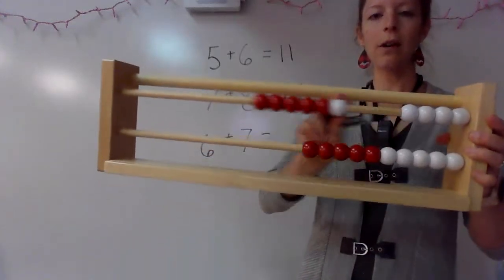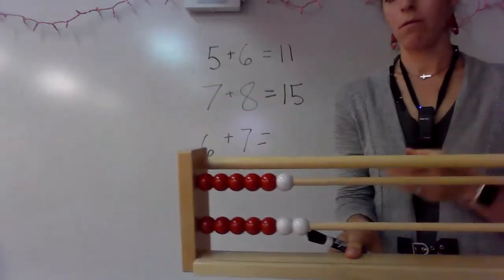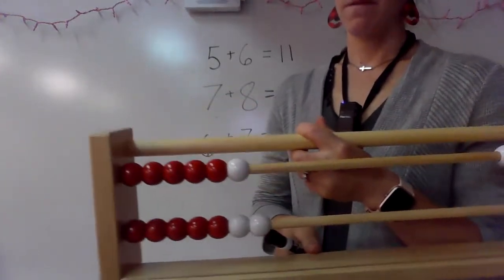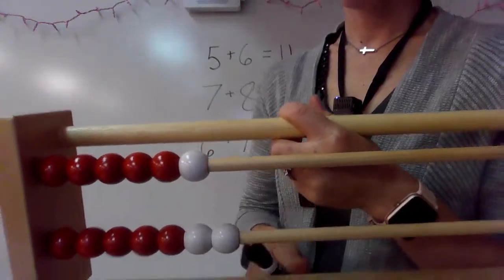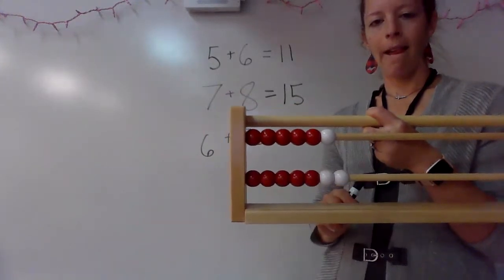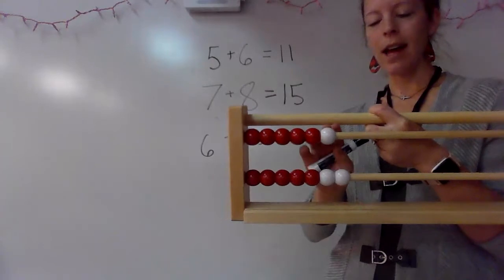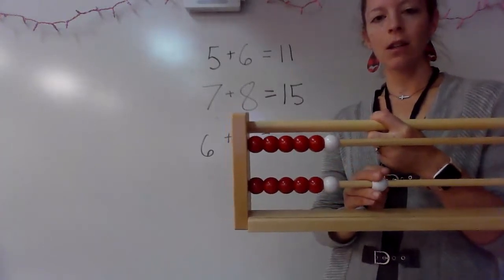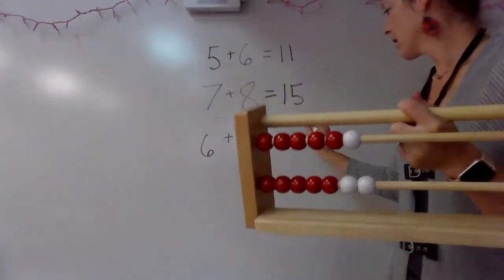You try to work it out at home. Use the number rack up here if that helps you. 6 plus 7. Well, I know 6 and 6 is 12. One more is 13.